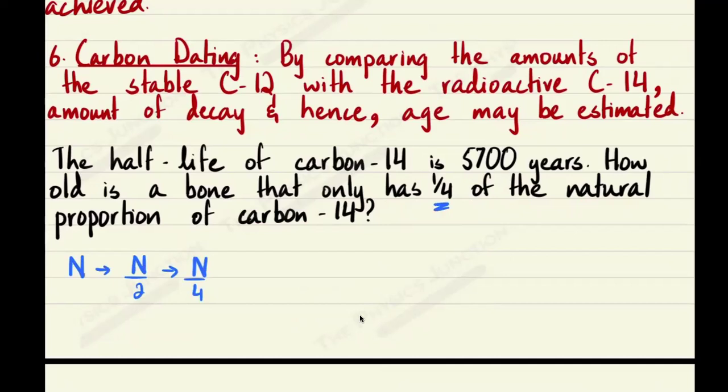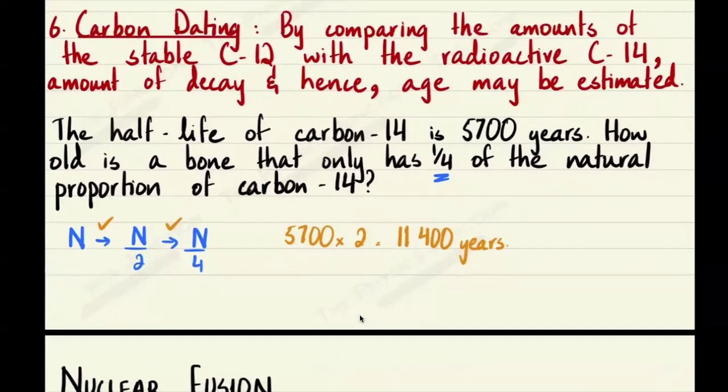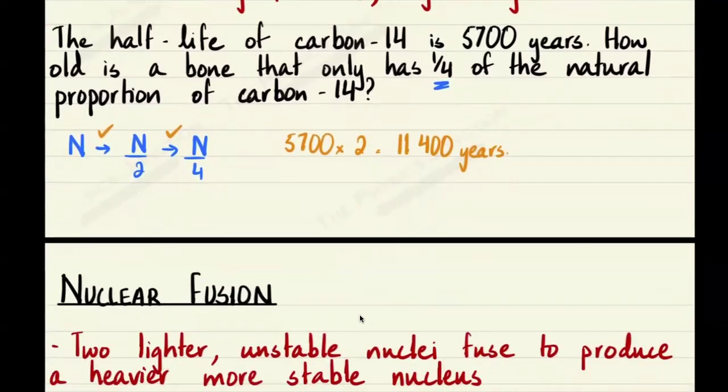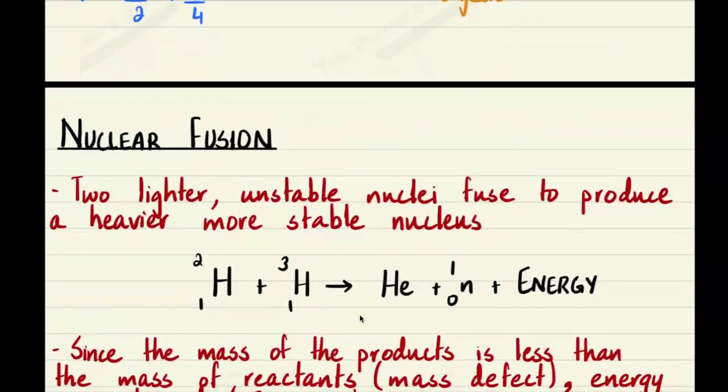So this is 2 half-lives corresponding to 2 arrows. So this is the value of 1 half-life times 2. So this would turn out to be 11,400 years. So this is the idea of carbon dating. It's pretty straightforward. On to the remaining nuclear processes.